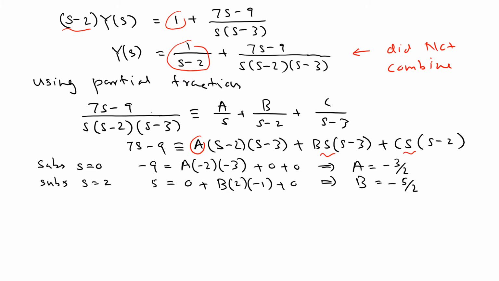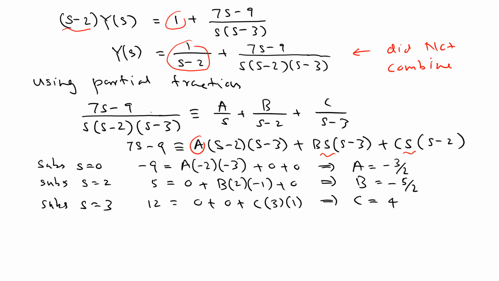And then to find C, you plug in s equals 3. So you're going to substitute s equals 3. Once you do that, you get 21 minus 9, so it's just 12, minus 0 plus 0 plus C times, we have 3 and plug in 3, that means 1. So this is going to give you the value of C, which is 4.